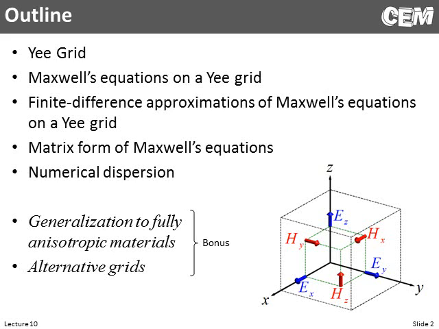Then, once we have all those finite difference approximations, we're going to be ready to put Maxwell's equations into matrix form. Once we're there, we can discuss some other things like numerical dispersion. I'll very quickly show how to generalize this to fully anisotropic materials, but we're definitely not going to do that in this class, and show you some alternative grids. But for this class, we are just going to do ordinary isotropic materials.